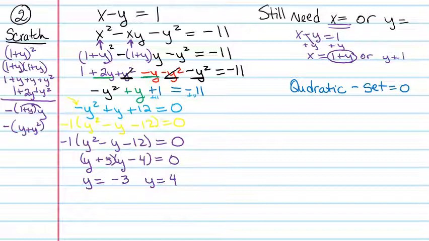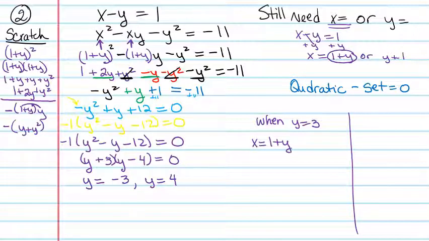Okay, so now I got two answers for y. So I'm going to get two answers for x. So when y is negative 3, remember x is 1 + y. So when y is negative 3, x is going to be negative 2. So that's the answer, negative 2, comma, negative 3.